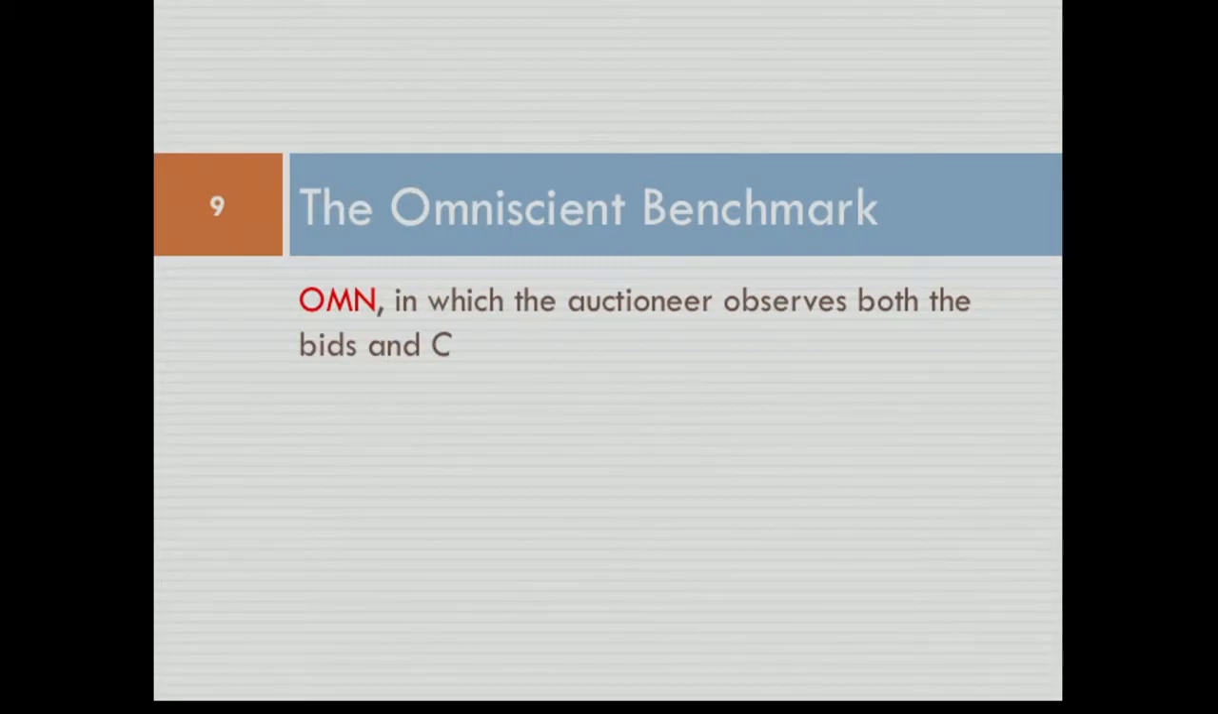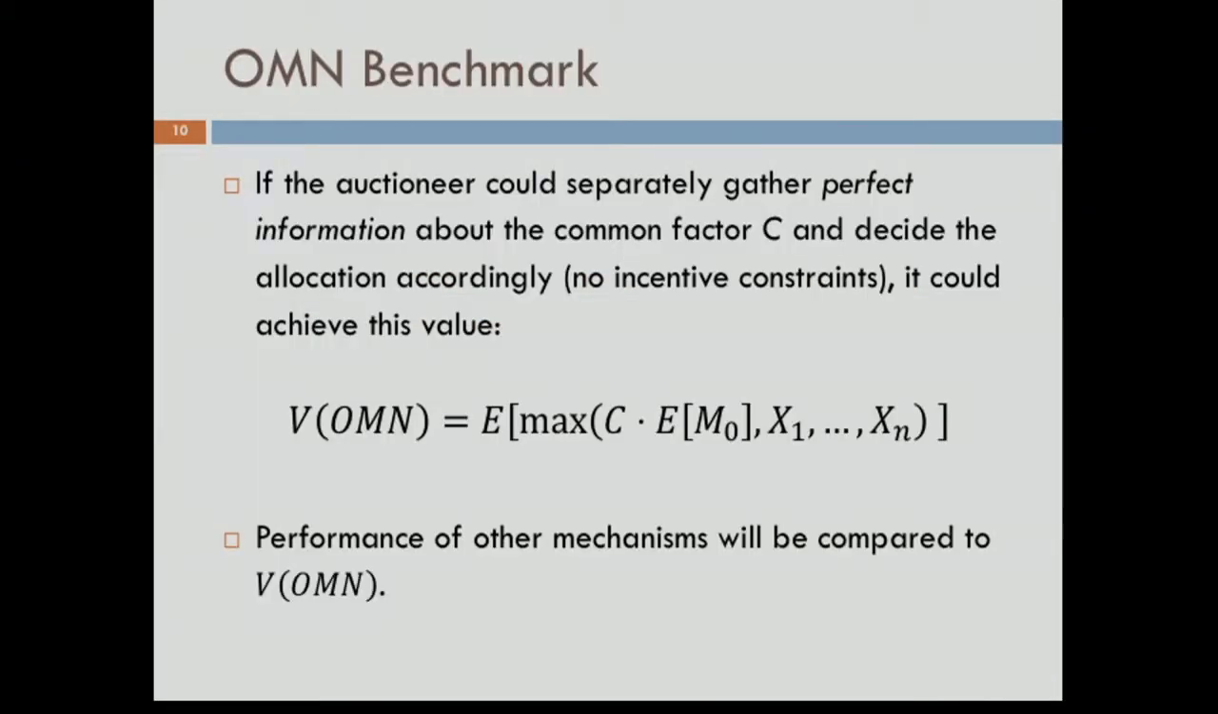The omniscient benchmark we'll call OMN, in which the auctioneer observes both the bids and this common value factor C. So somehow or another, the auctioneer manages to observe that. If the auctioneer could separately gather perfect information about the common value factor C and decide the allocation accordingly, ignoring any incentive constraints, then the value that we would get from each impression would be the maximum of either C times the expected value of M0, that's the value to the brand advertiser, or X1 through Xn, the values to each of the performance advertisers. The expected value of that maximum is the value that we could get if we could observe C. The performance of other mechanisms is going to be compared to this. This will be in the denominator when we talk about performance of mechanisms. Okay?